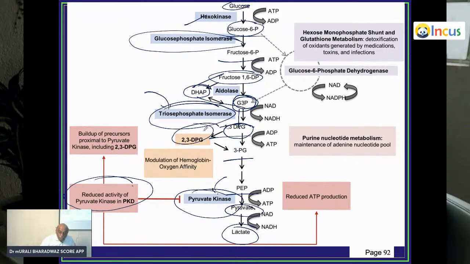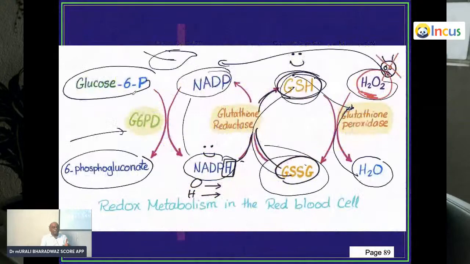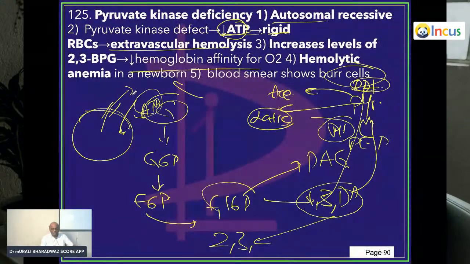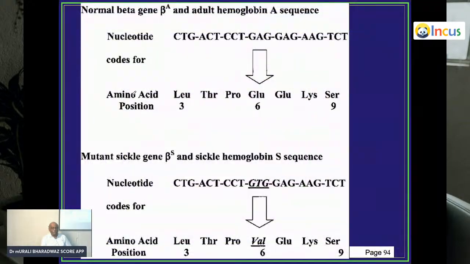causes increased 2,3-DPG to build from 1,3-DPG, which will decrease the affinity for oxygen, and that is also contributory to hemolysis. So next time in revision, what will you remember? All this only: autosomal recessive, decreased ATP, extravascular hemolysis, increased 2,3-DPG, decreased affinity to oxygen, hemolytic anemia, burr cells. Finish. 30 seconds revision of each topic. Once you are able to reach that point, you are my blood.